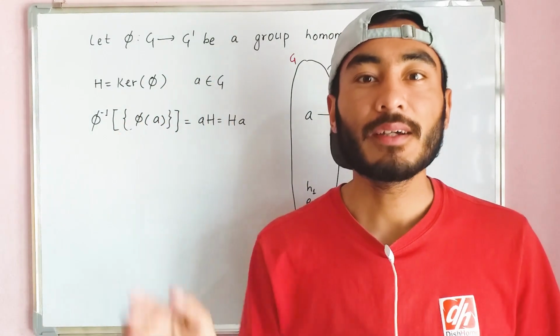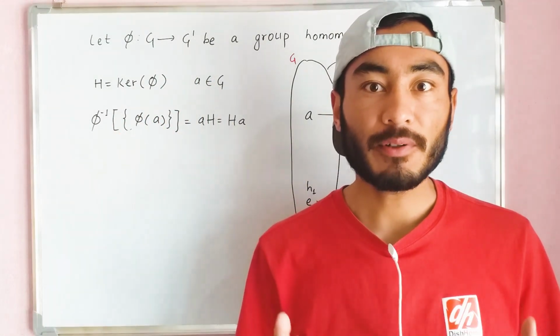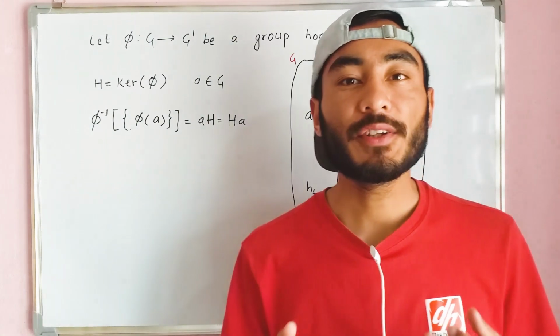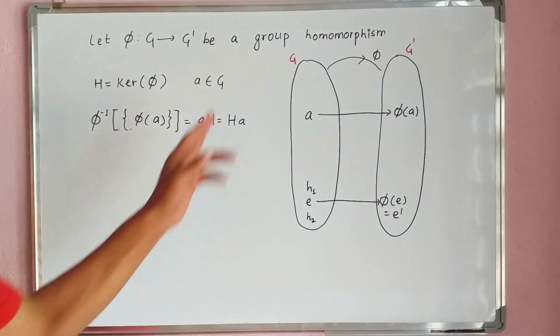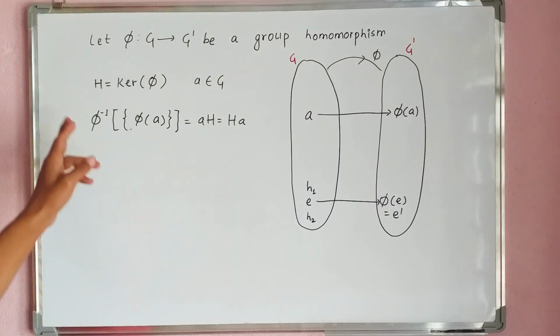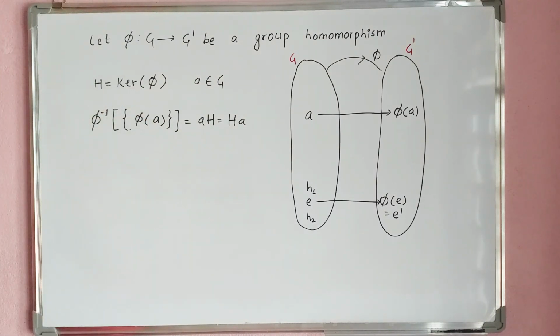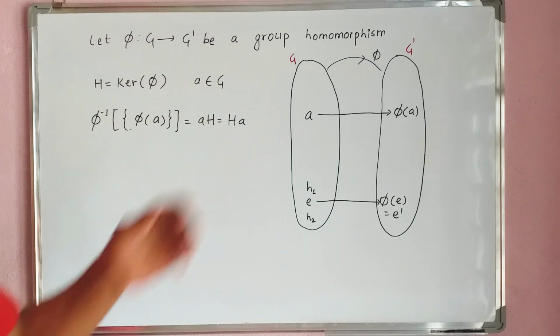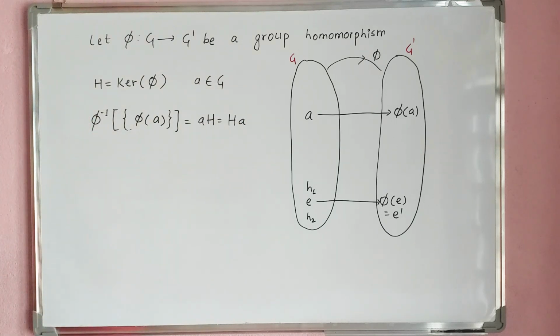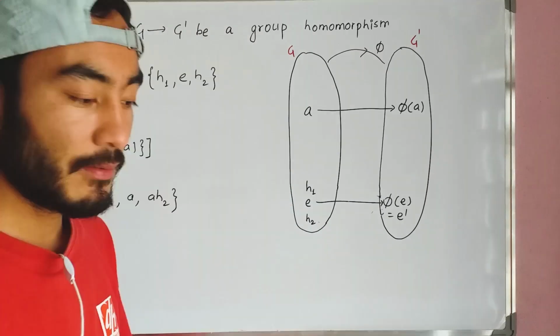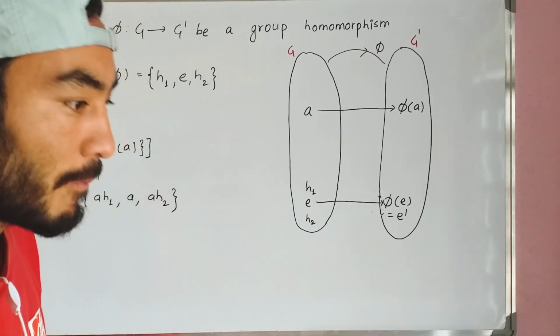Hello everyone, this video is on one of the important properties of group homomorphism. It states: let φ from G to G' be a group homomorphism and H be the kernel of φ, and a be any element of G. Then φ⁻¹(φ(a)) equals the left coset aH, which equals the right coset Ha. Now I'll explain what this theorem means.